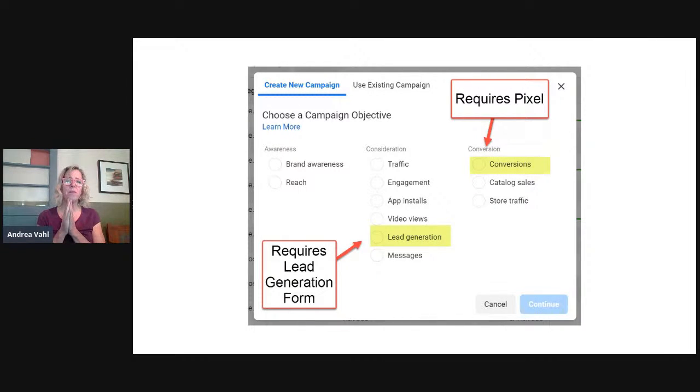So here are the two types of ads that get you better results. It is lead generation ads and conversion ads, and those are in the ads manager. So hopefully you're using those types of ads. If you are, then let's dive into the next level where we're going to get to the stats that you want to watch.